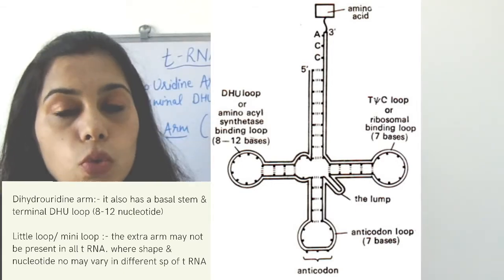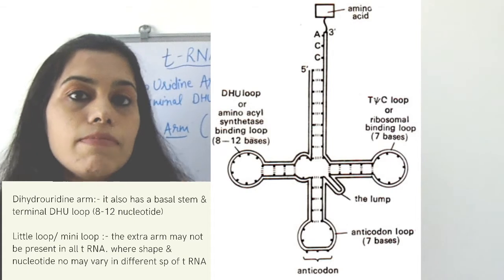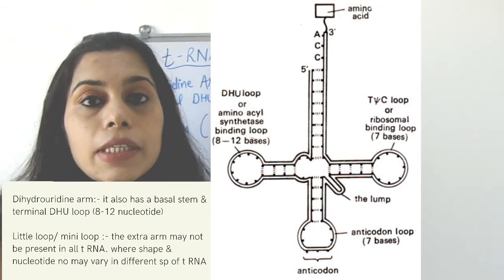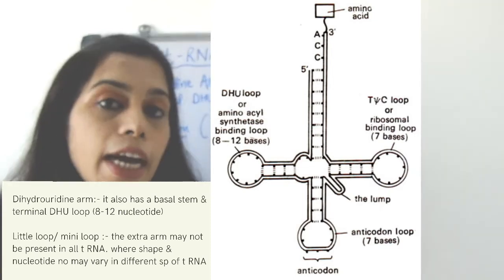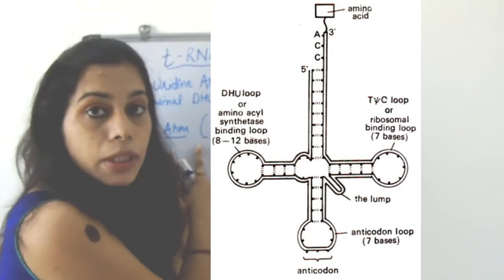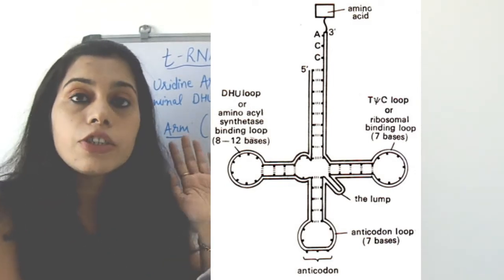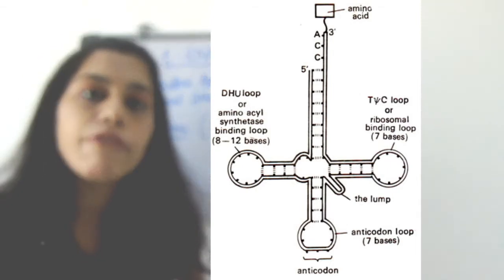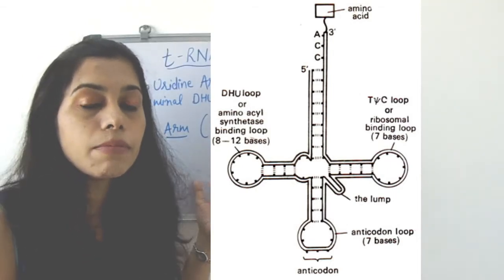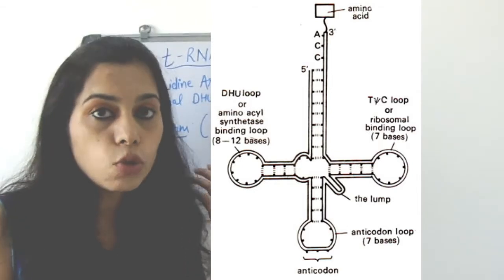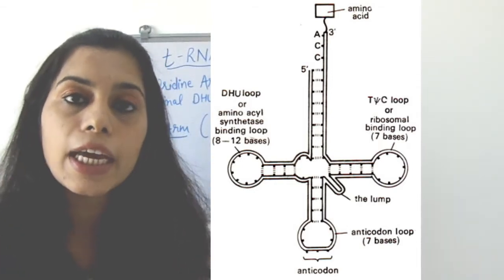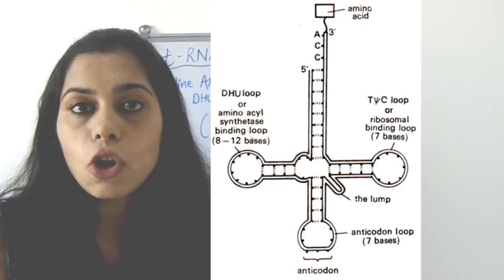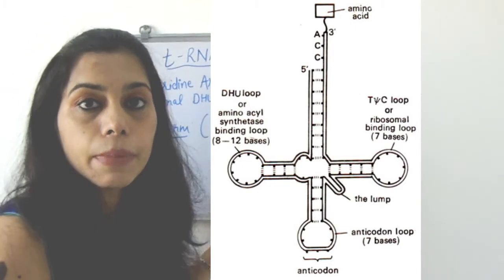The last arm is known as extra arm. It is also known as mini loop or little loop, and it is not compulsory that in every tRNA structure this extra arm is present. So the shape and the number of nucleotides varies in every tRNA structure. एक्स्ट्रा आर्म के शेप और जो नंबर ऑफ न्यूक्लियोटाइड्स हैं वो वेरी करते हैं हर स्पेसिफिक स्ट्रक्चर में, and their function is also unknown. It is also known as variable loop.